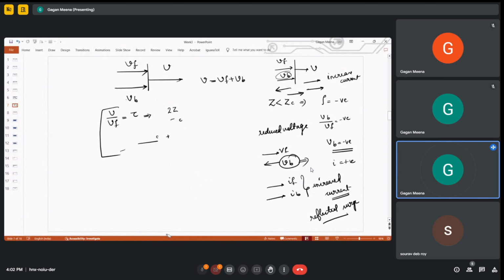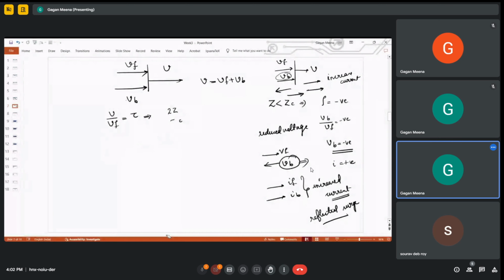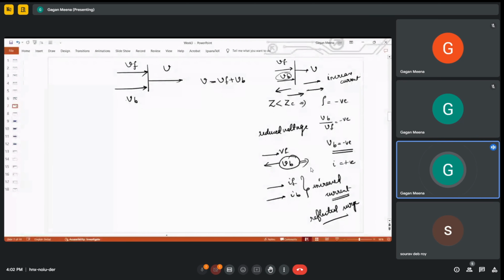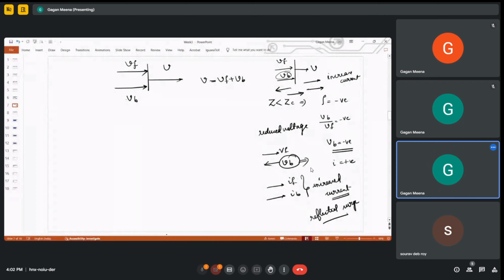Now let us see what will happen if there is open line termination and short line termination, short circuit. We will take certain questions also. We'll see questions.